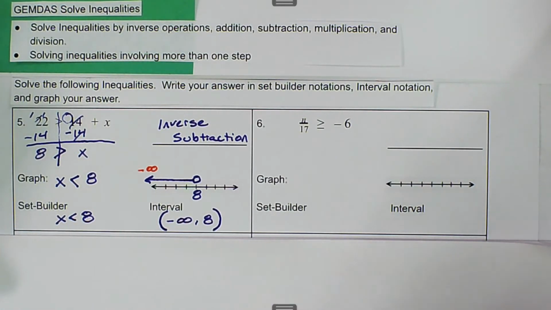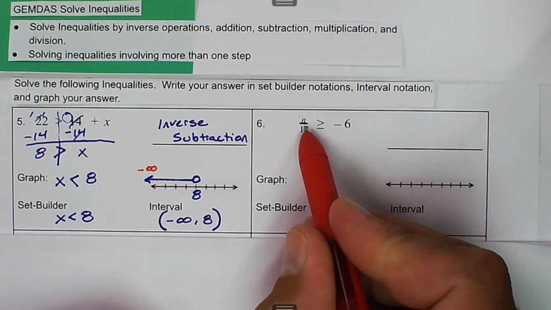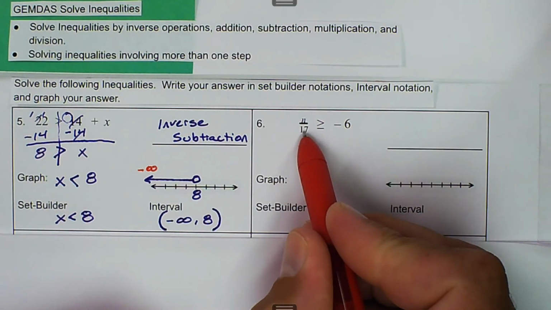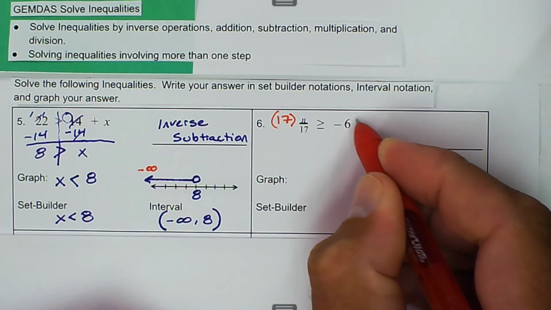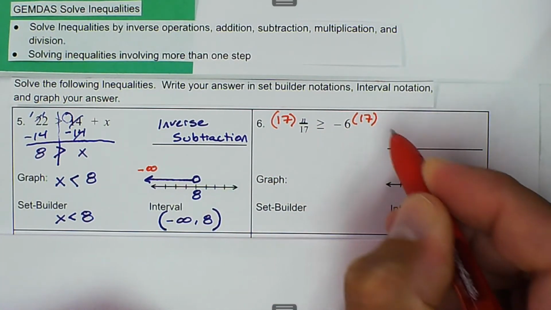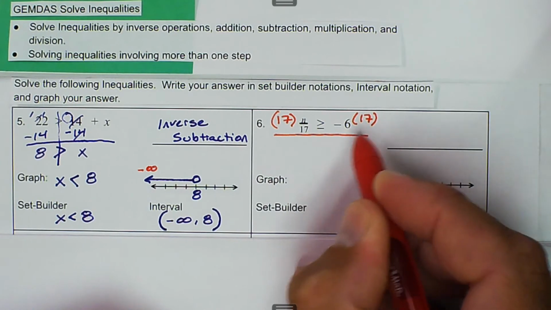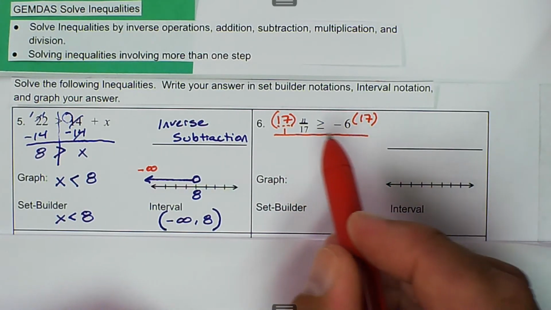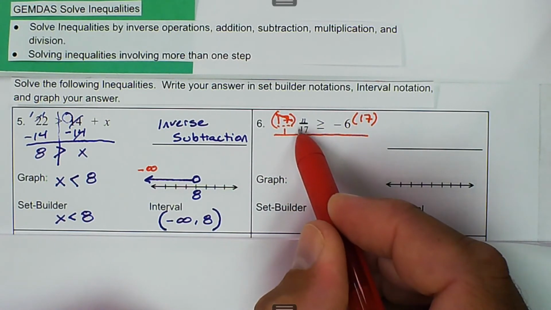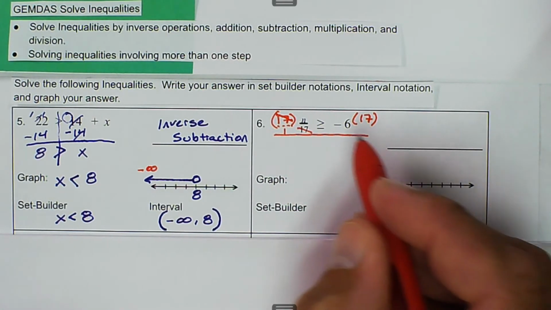Then we can look at example 6. Here we have n divided by 17 is greater than or equal to negative 6. The first thing we have to do is multiply both sides by 17 to get rid of the 17 in the denominator. The reason is there's an understood 1 here, so it cancels the 17 in the numerator and the 17 in the denominator.